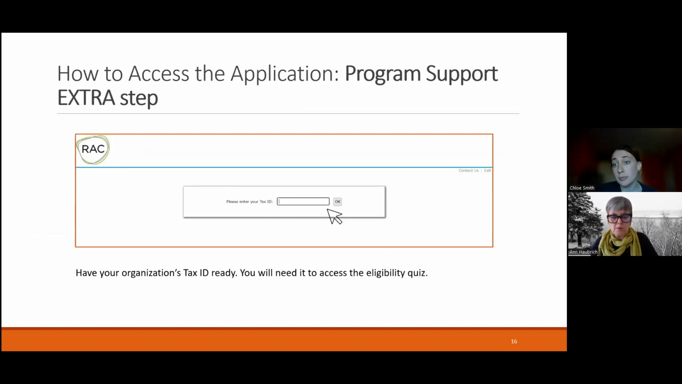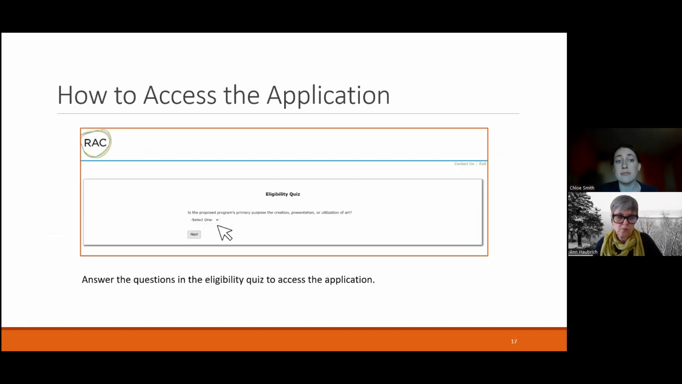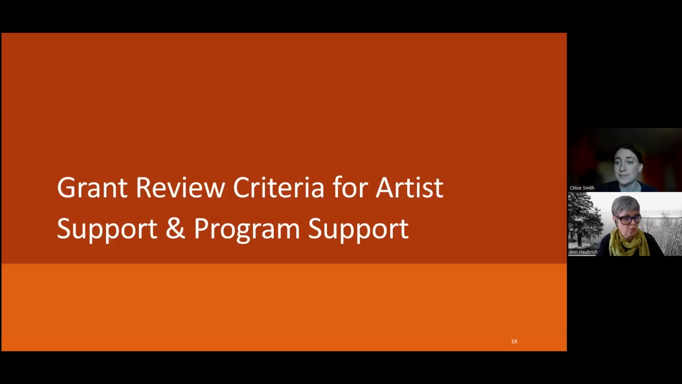For program support applicants, there will be an extra step where you'll be required to enter your organization's tax ID to access the eligibility quiz. That just allows us to know that you're a registered 501c3 or that your fiscal sponsor is a registered 501c3. And then finally, you'll answer the questions in the eligibility quiz to finally get to the application.